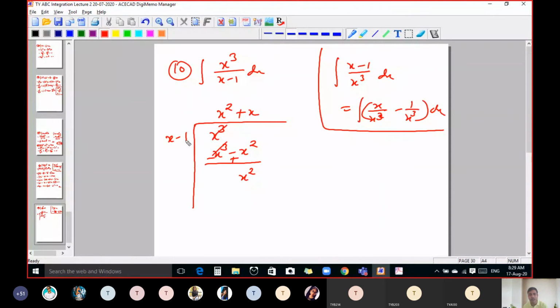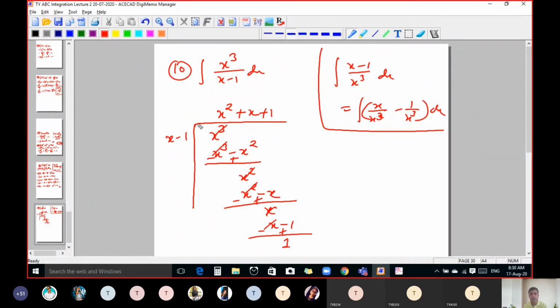Now multiply this by x minus 1. So x into x minus 1 gives x square minus x. Now once again change the sign, minus plus. So this cancels and we get only x. Once again this x divided by x, so we get plus 1. Multiply by 1, so we get here x minus 1. Now change the sign, minus plus, and this cancels and you get 1 here.